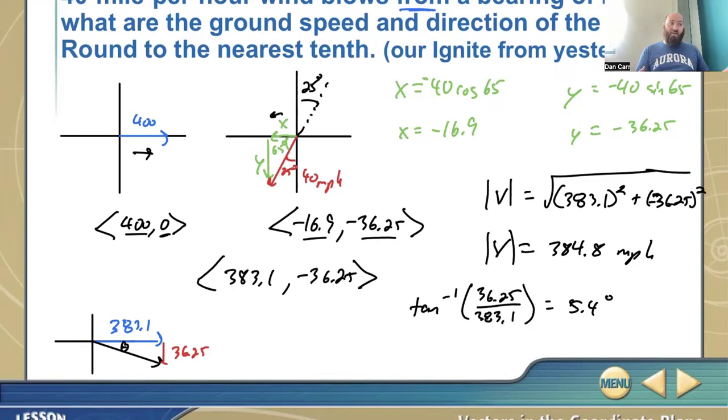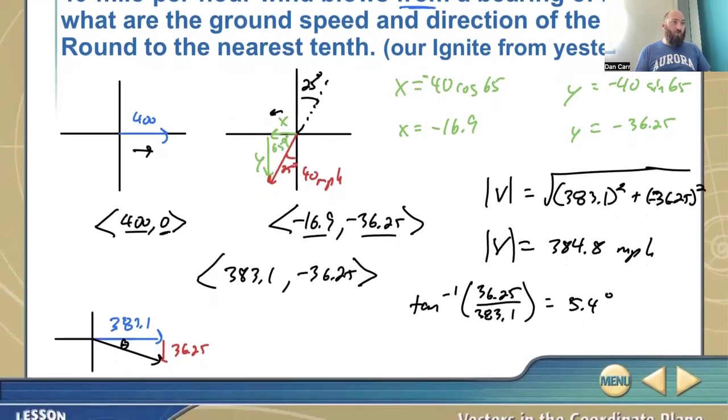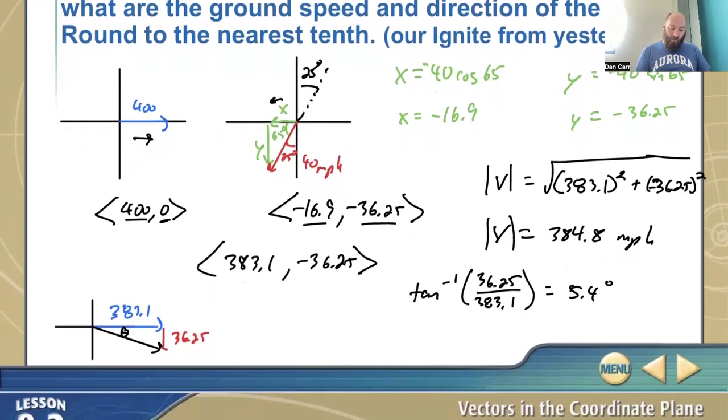Now keep in mind where that angle is. We want the ground speed and direction of the plane. So it's 5.4 degrees, but we have to describe this correctly. Based on how we've done this, I would describe it as the plane is traveling at 384.8 miles per hour at east 5.4 degrees south. So from the east direction, we're going south 5.4 degrees. That would be my final answer for that one.